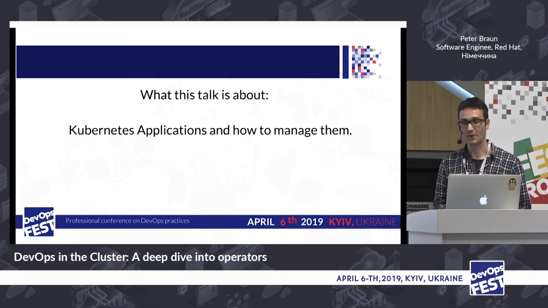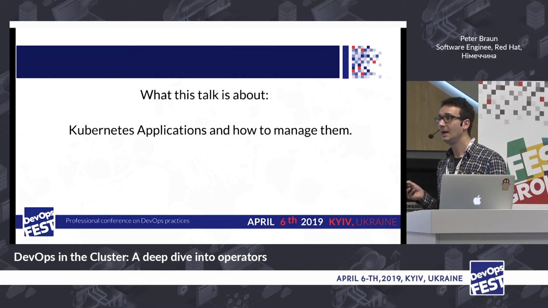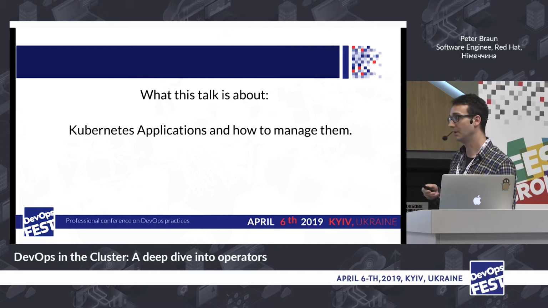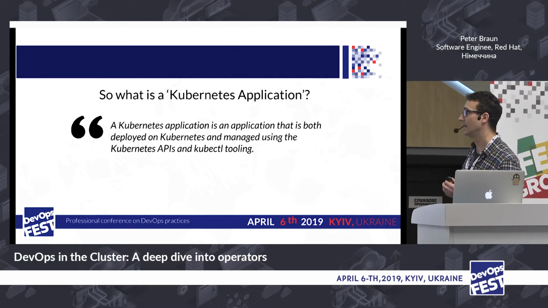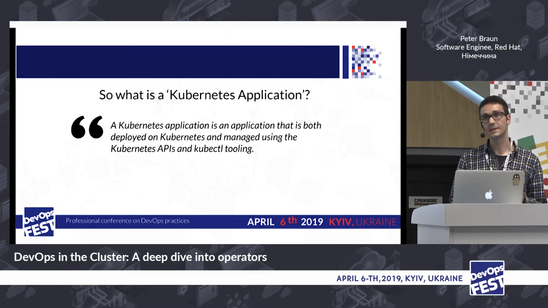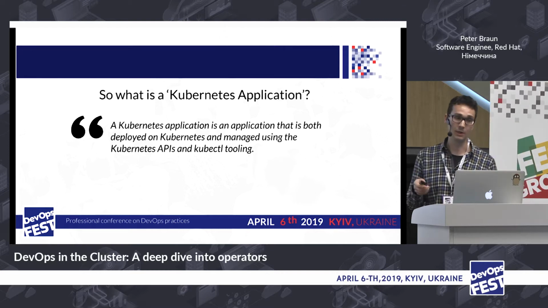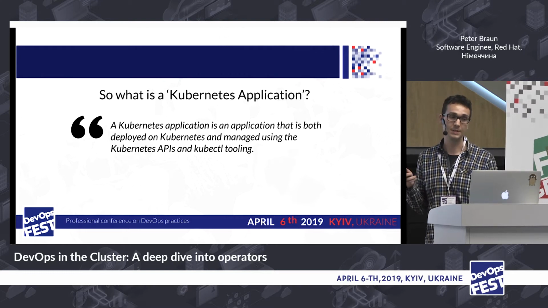Okay, so what's this talk about? It's actually about Kubernetes applications and how to manage them. We are mostly concerned about the managing aspect here because it's DevOps. So what is a Kubernetes application? This is a definition that I found on the CoreOS homepage. It says that a Kubernetes application is an application that is both deployed on Kubernetes and managed using the Kubernetes APIs and kubectl tooling.